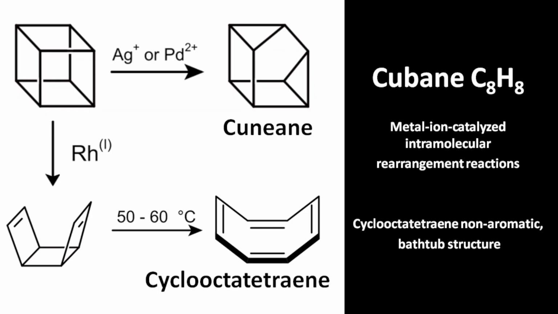Cubane can be converted to other compounds by metal-ion catalyzed intramolecular rearrangement reactions. Cuneane can be produced with a silver or palladium catalyst. Syn-tricyclooctadiene can be made with a rhodium catalyst. Heating it to 50 to 60 degrees Celsius converts it to cyclooctatetraene, a non-aromatic compound with a bathtub structure.